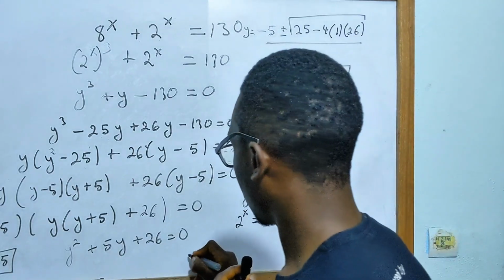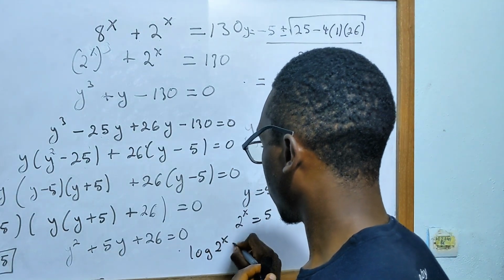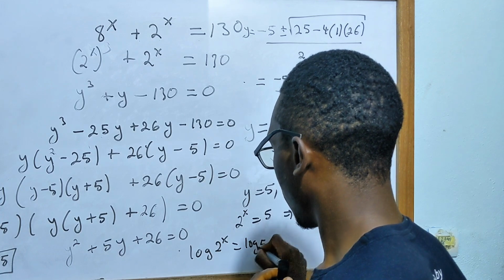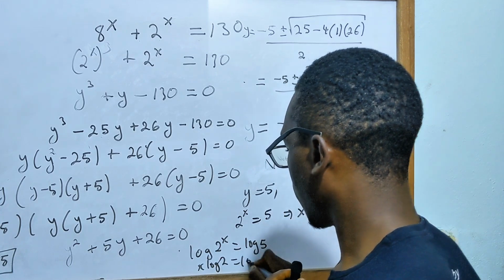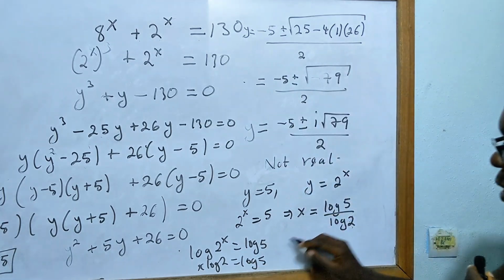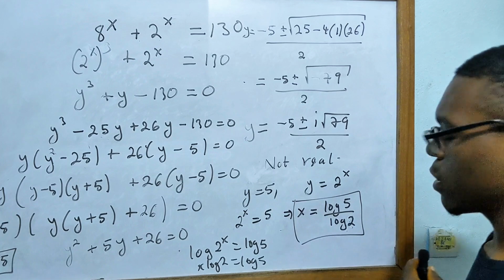Since you know that 2 to the power x equals 5, if you apply log here, that will be log of 2 to the power x is equal to log 5. Further simplified, you have x log 2 is equal to log 5. If you further bring x, you have x equals log 5 over log 2. And you can just end here. That's the value of x.